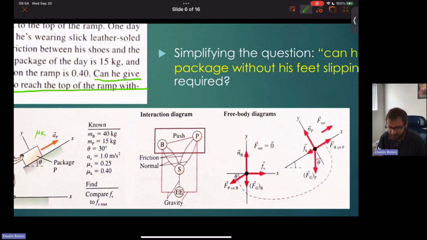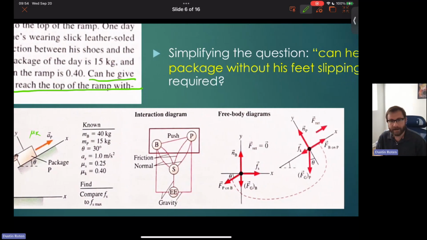Okay? Now let's jump over here to this interaction diagram. So we have these two objects, the boy and the package, and it's interacting with all sorts of stuff. Okay? So let's label the interactions between the boy and the package first. Well, the only thing that's happening there is there's just a push, right? The boy is pushing on the package. The package is pushing back because of Newton's third law. Okay, well, that was easy. That's really the only internal force we have between these two objects. It's just the one.